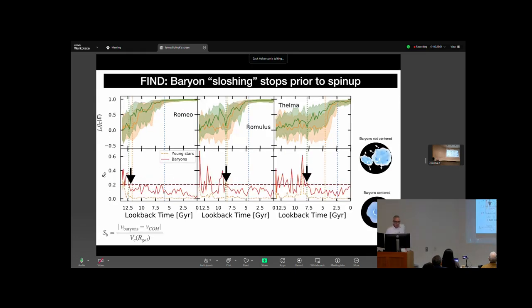Instead, the one thing we can find that seems to be correlated with this is that prior to spin-up, the baryons are sloshing around in the potential. That is, the center of mass motion of the baryons is not well aligned with the center of mass motion of the whole system. So one of the things that's happening is baryons are pouring into the system rapidly. The mass accretion rate is very high at early times, and the time scale of mass growth is shorter than the dynamical time within the system. So the thing just can't really come into equilibrium at first.